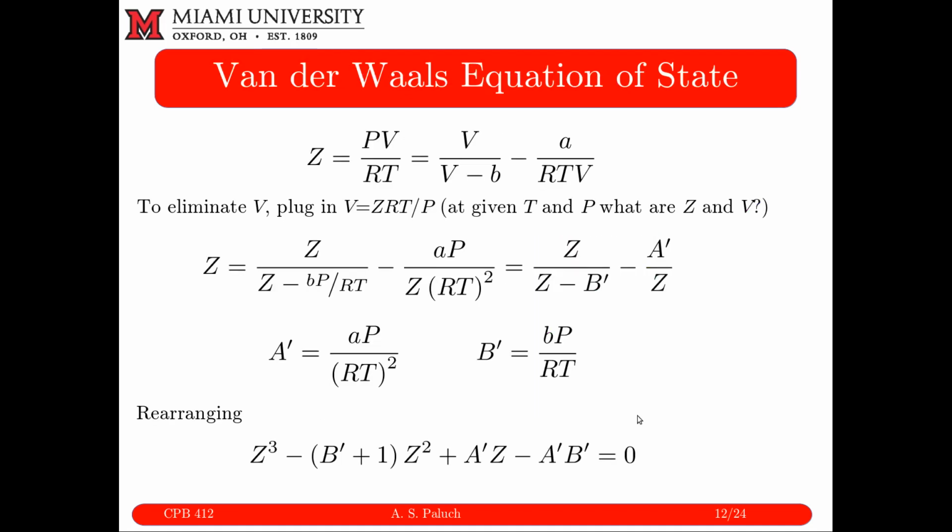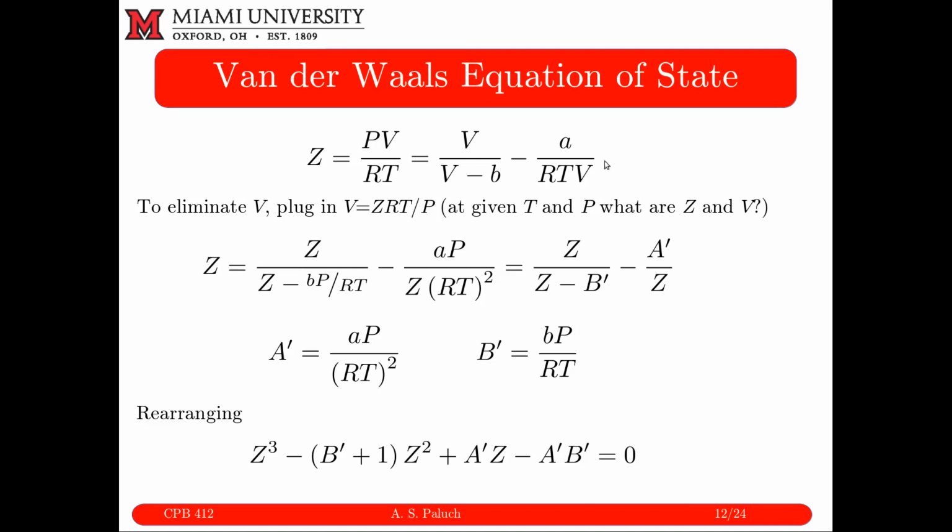Okay, so the van der Waals equation of state. Z, my compressibility, is defined as PV over RT. So what I've done here is I've taken our expression for P from my van der Waals equation of state and multiplied it by V over RT.